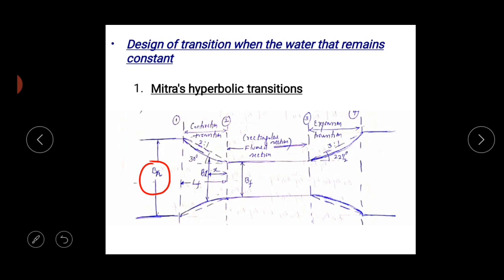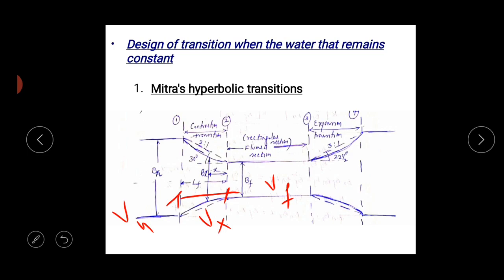In the meanwhile, the velocities at Bn, that is the normal section, and Bf and Bx, at these three sections we can denote as Vn, Vx and Vf, and this one total length will be Lf, that is the total length of transition.